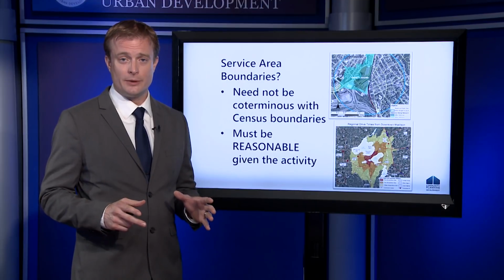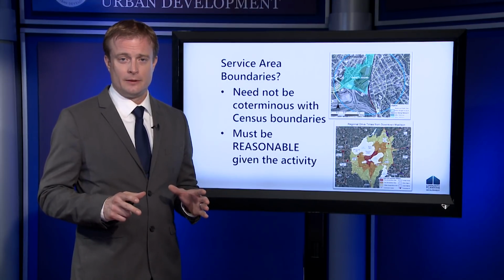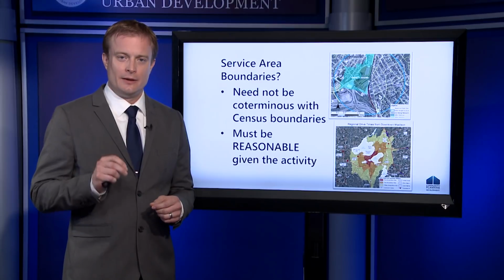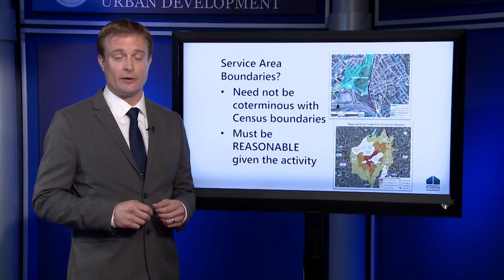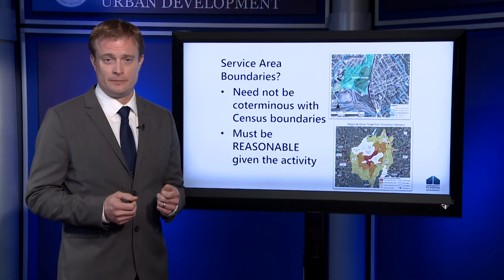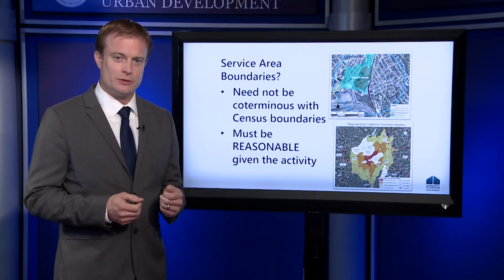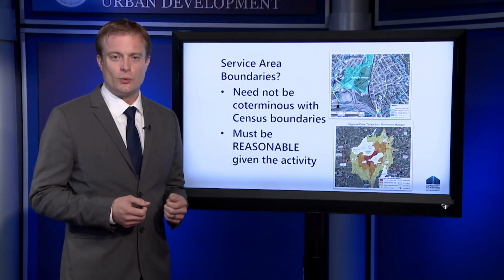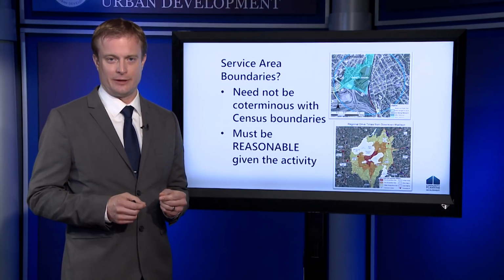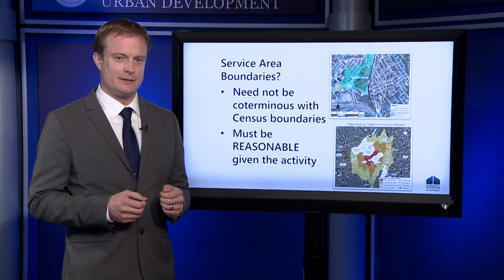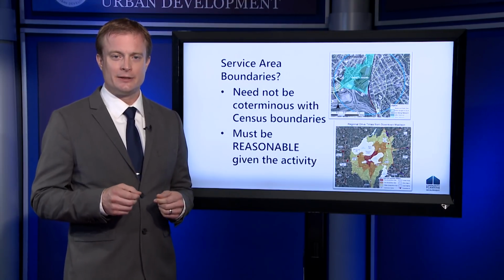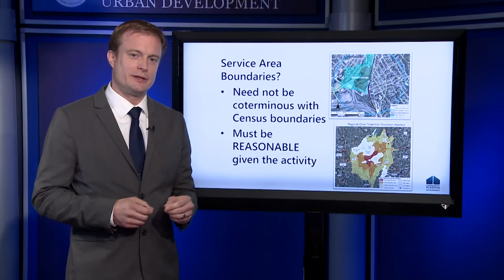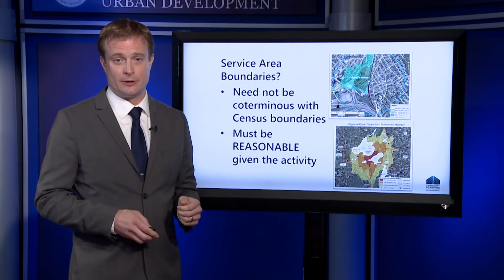We don't have specific requirements, only that it be reasonably delineated. And it does not need to be coterminous, or it does not need to use the same lines that the Census Bureau uses in the geographies that it provides. But most importantly, it must be reasonable. And we especially look to see that our service areas for our activities are designed in such a way that they're capturing the people that are actually benefiting. And what we mean by this is that we don't want to see service areas that are designed to benefit upper income areas, yet drawn in a way that shows that they benefit low income areas when they really don't.